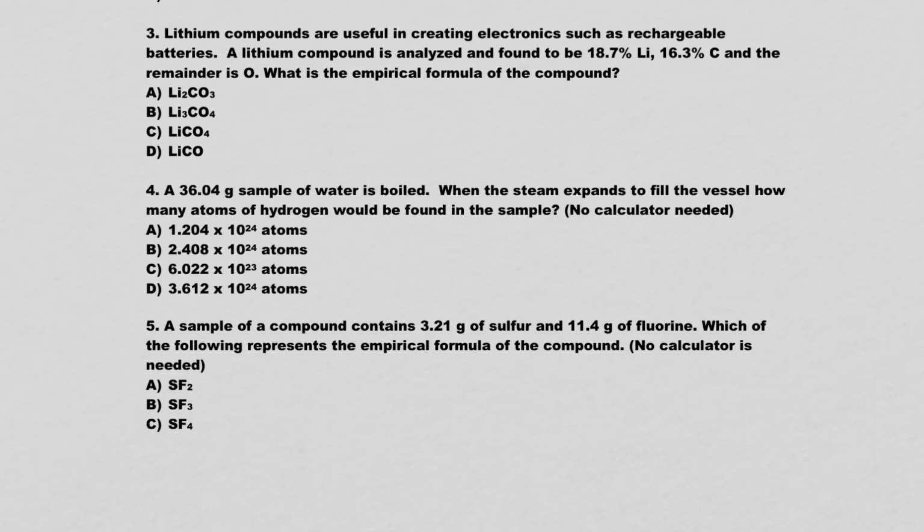So percent to mass, really all we need to do is assume we have 100 grams, so 18.7% of 100 grams is going to be 18.7 grams of lithium. I do need my periodic table so I can look at the molar mass of lithium. So when I look that up, it is going to be 6.94. So I do that math for lithium, and I get 2.69 moles.